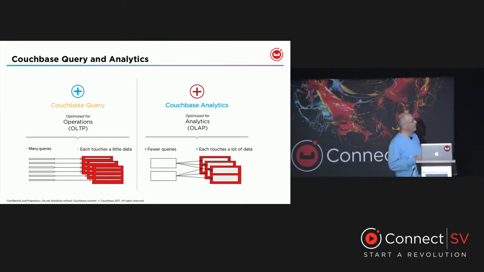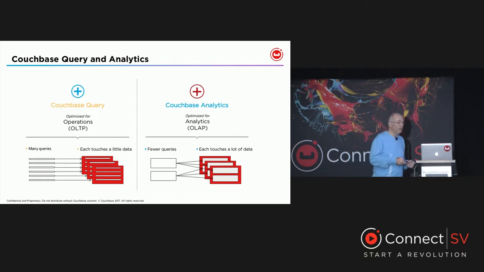So the Couchbase query service is really optimized for operations, right? It's running on your operational data, and it's optimized for many short queries that each touch a little bit of data. On the other hand, the analytics service is optimized for analysis. So basically, you have fewer queries, but those queries potentially touch a lot of data. And this difference in the target use case also implies a difference in choosing the right architecture for the job. And so now anybody can kind of claim that this requires a different architecture.